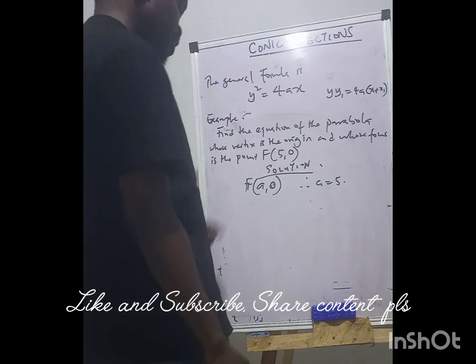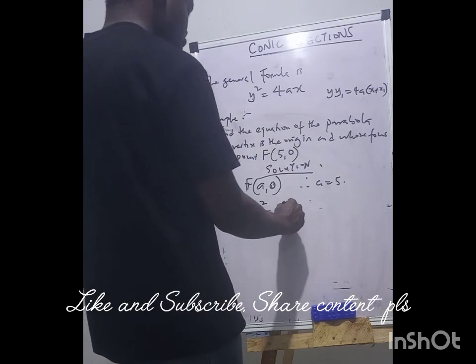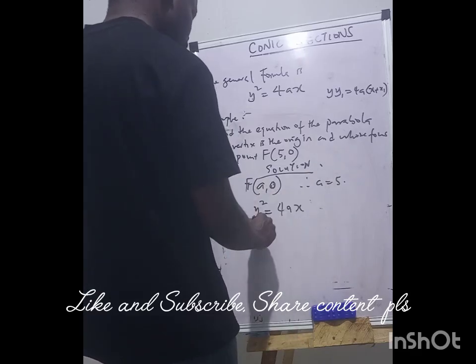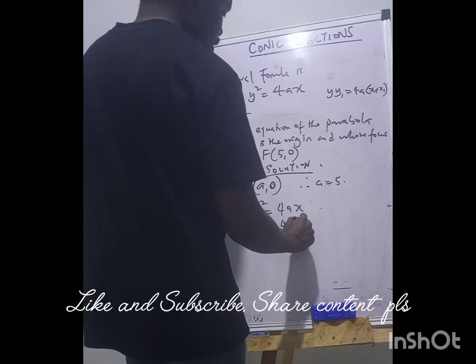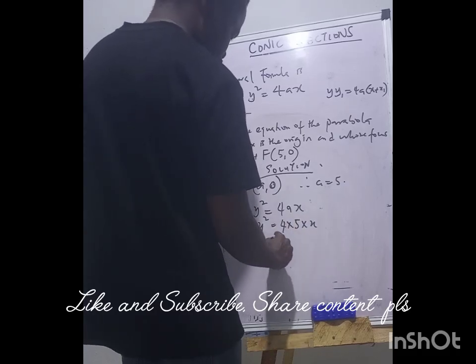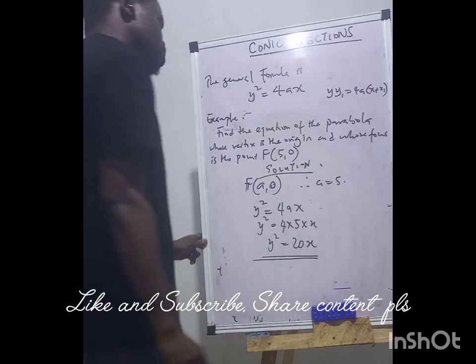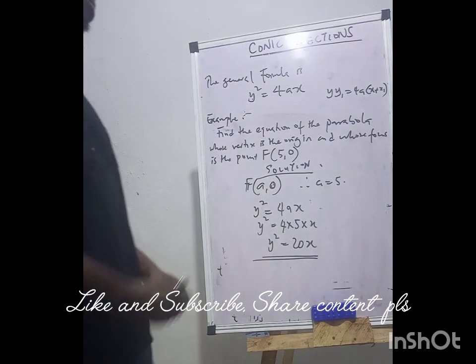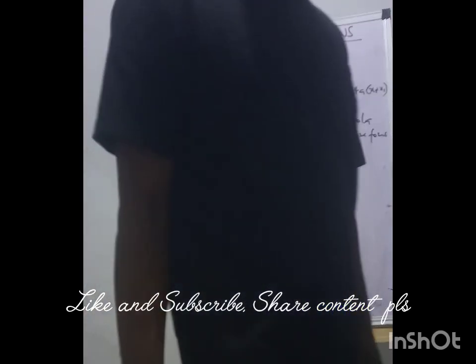Therefore, our formula y squared is equal to 4ax. Putting that value, we have y squared equals 4 times 5 times x. That's y squared is equal to 20x. This is the equation of the parabola. As simple as that. That's a very direct question.